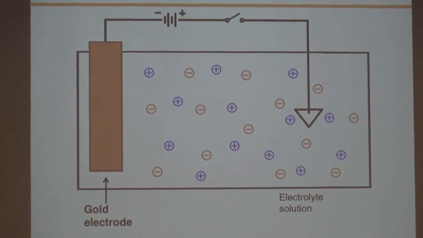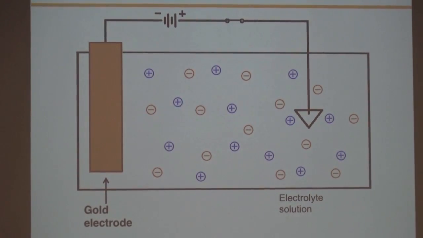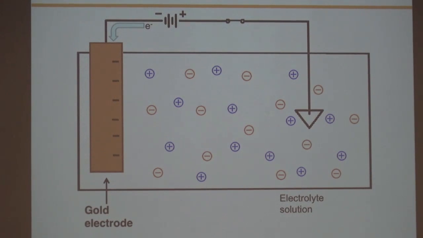And so, I'm going to throw the switch. Now, what happened? Since this was the negative end of the battery, electrons get shoved into that gold. The spark of life. I just stored a bunch of excess electrons on the gold surface by connecting it to a battery. Pretty simple.